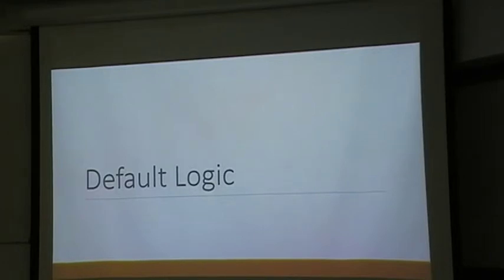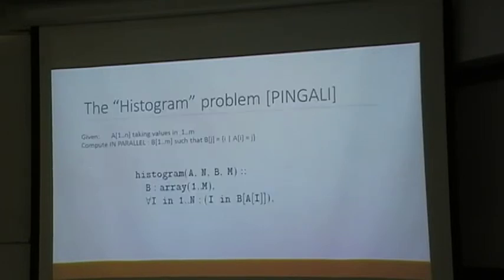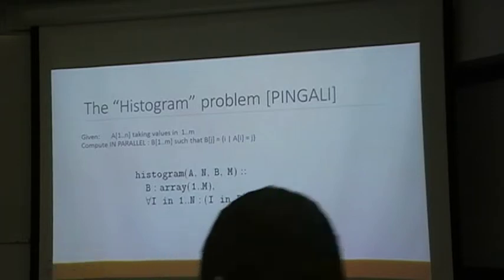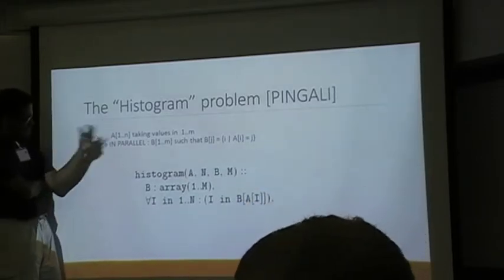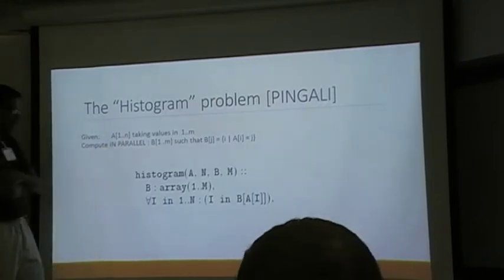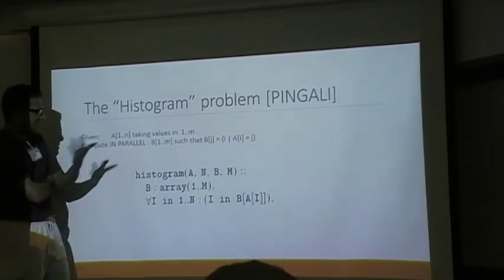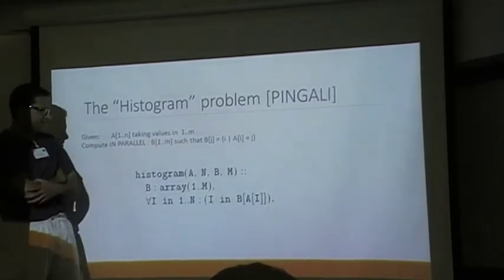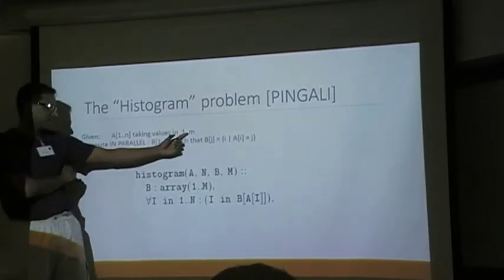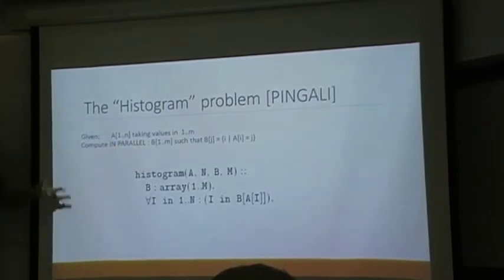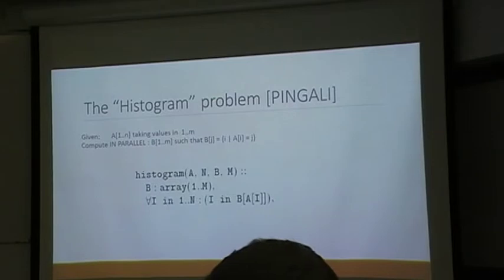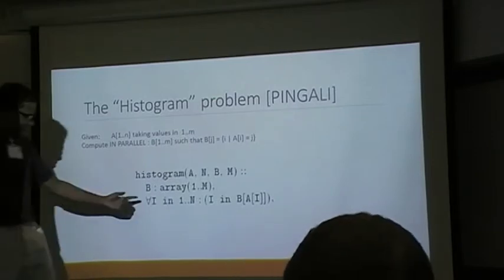And the second thing I want to talk about very quickly is default logic. Here again, let me return to an example of Keshav. So what do we have here? We have an array, and it's indexed 1 to n, taking values 1 to m. What we want to do is find out how many times each i between 1 and m appears in the array, and we want to compute this in parallel. So of course one writes this program there. You just think of this universal quantifier as a shorthand.